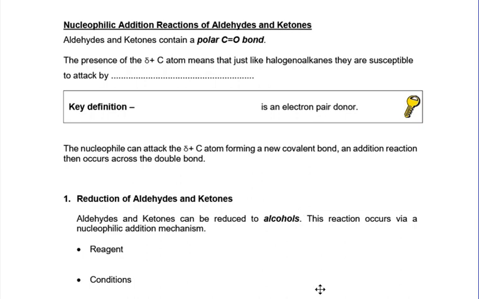In this video we're going to look at the nucleophilic addition reactions of aldehydes and ketones. If you've forgotten about nucleophiles, it might be worth going back to look at nucleophilic substitution of halogenoalkanes and just remind yourself about the properties of a nucleophile. So a nucleophile is an electron pair donor. It has a pair of electrons that it can donate, and it donates that pair of electrons to a delta positive carbon. So why would that be possible in aldehydes and ketones?